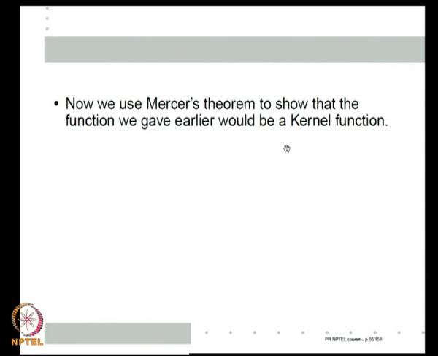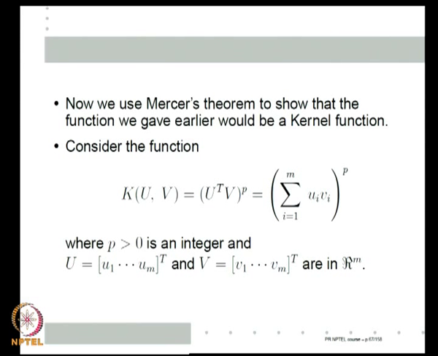Now, let us use Mercer's theorem to show that the function we gave earlier is a kernel, and we use that proof to motivate a few more kernels. But we do not start with that function, we start with a slightly different function. Let us say I have a function k of u comma v, for any two vectors u and v, equal to (u transpose v) to the power p. Earlier we used (1 plus u transpose v) to some integer, namely square, but in general let us start with (u transpose v) to the power p.